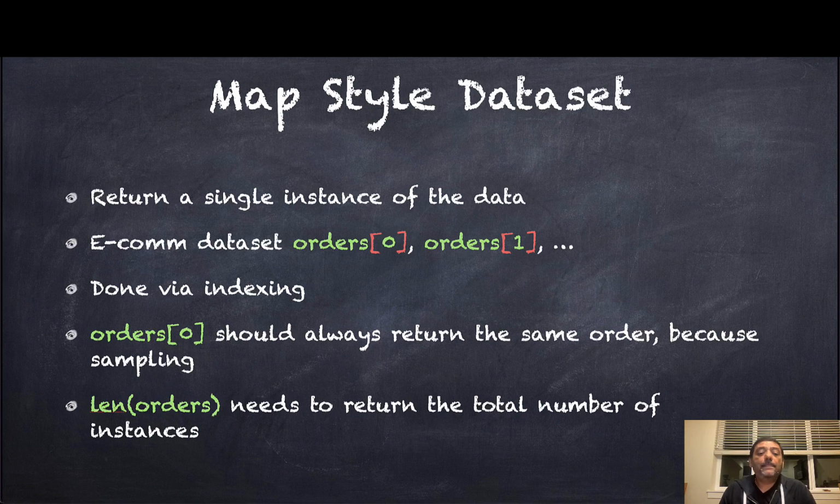And finally, we need to have the len method implemented, which will return the total number of instances in our data store. So for example, going back to our computer vision dataset with 300 million images, well, len of that will need to return 300 million.